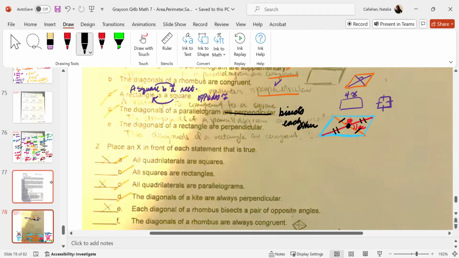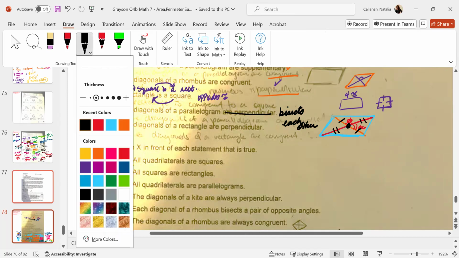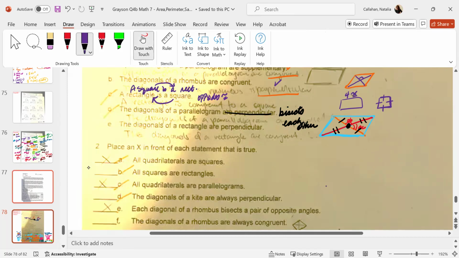E, read the question, please. There's an X in front of each. No, the diagonals of a rectangle are perpendicular. Are congruent. Okay, good. All right, cool. Okay, next one. Go ahead.